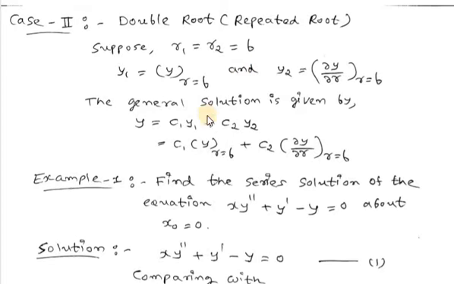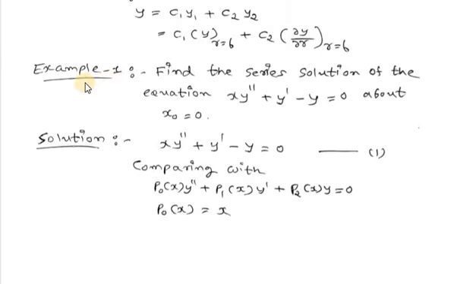So in this case, the solution will be given by Y1 equals Y at R equals B and Y2 equals del Y by del R at R equals B. And the general solution is given by Y equals C1 Y1 plus C2 Y2, that is the linear combination of Y1 and Y2. C1 will be as it is and Y1 is Y at R equals B, plus C2 and Y2 is del Y by del R at R equals B. How we will understand this concept with the help of an example.